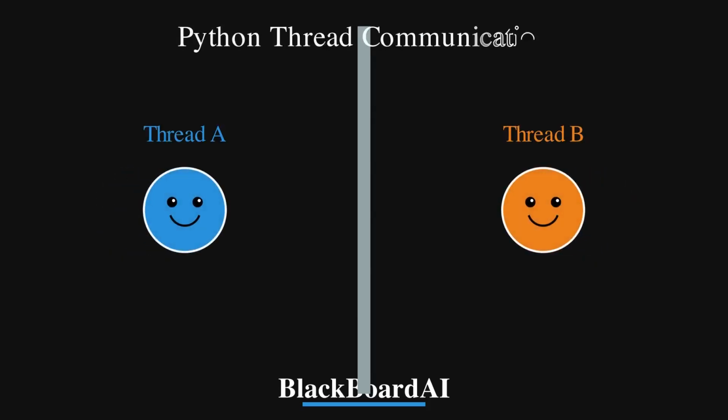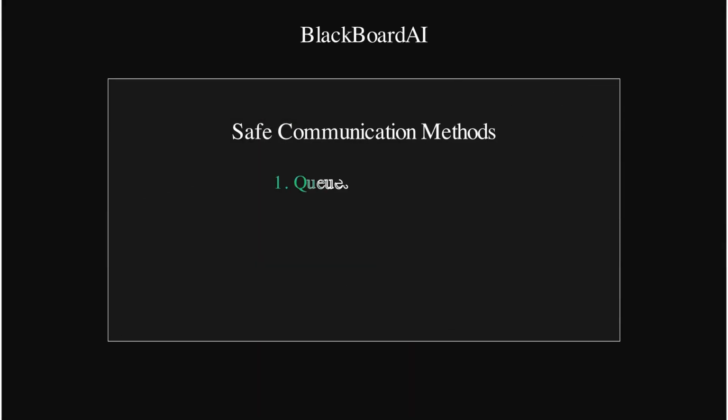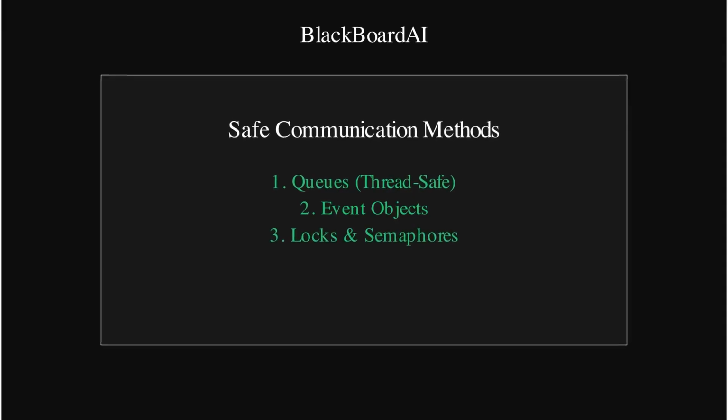In Python, creating threads is easy, but getting them to talk to each other without crashing your program is the real challenge. Since threads share the same memory space, they need a safe way to exchange data. Today, we are breaking down the 3 best ways to handle thread communication.